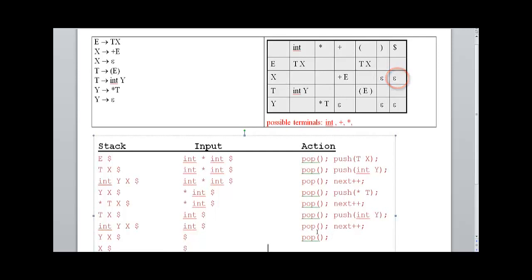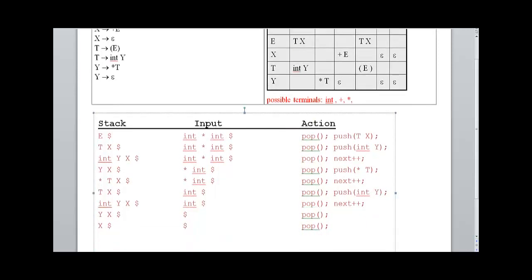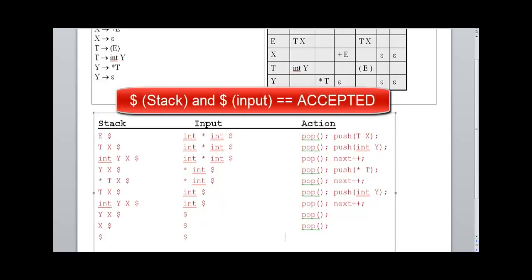Remember, at the end of this, we want basically our stack to be empty or have the dollar sign at the end of it to make sure that our grammar parses correctly. Here we have X again, we pop. This time we have dollar sign, and we end with our dollar sign. As long as we end with both of them, we have an accept state.